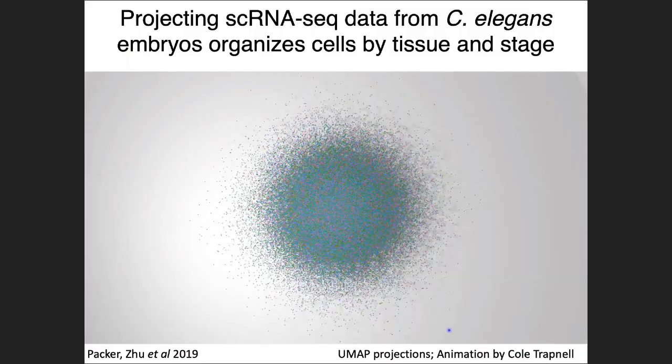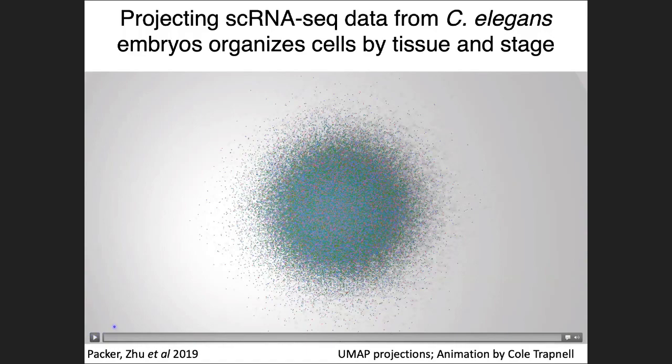And this is work, a great collaboration with Jonathan Packer, who was a grad student in Bob Waterston's lab and co-advised by Cole Trapnell, and Chengxiang Zhu, who's a grad student in Jin-Young Kim's lab in our biology department at Penn, right? So I'll just start this manually.